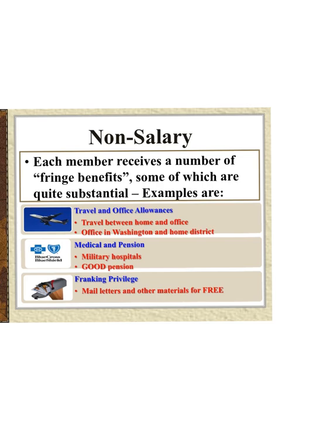Please write down the term franking privilege and the definition next to it at the bottom of this slide. There are a lot of non-salary benefits that members of Congress receive. Each member receives a number of fringe benefits, some of which are quite substantial. Travel and office allowances. Travel between home and office is free for members of Congress. They also have office space in Washington, D.C. and in their home district. They have good medical plans and pensions for retirement. And they also have a privilege known as franking privilege. It allows them to mail letters and other materials that are work-related for free.